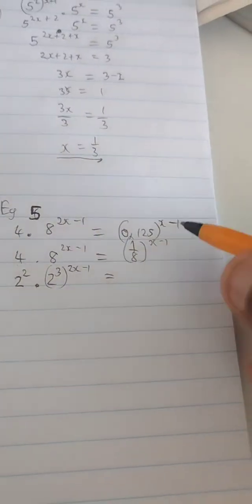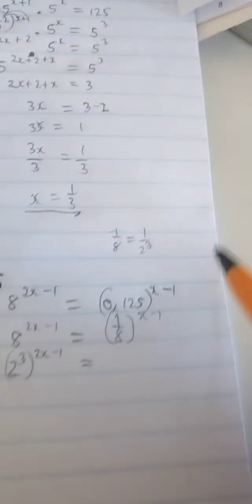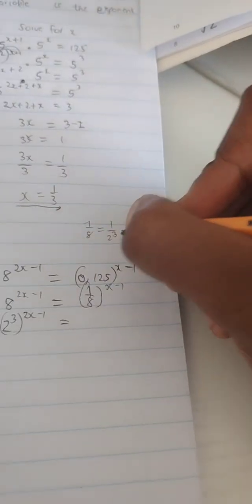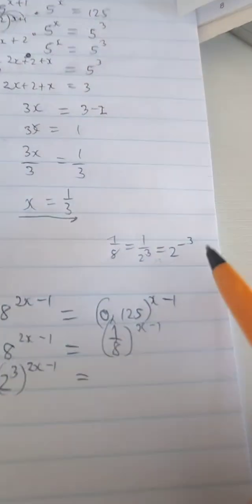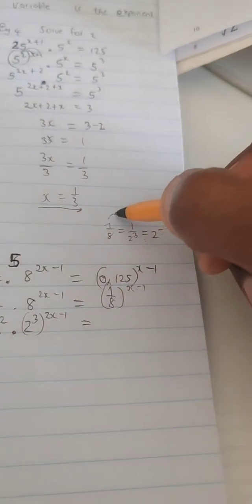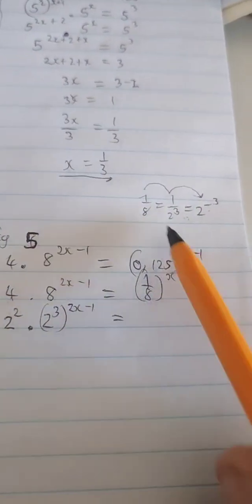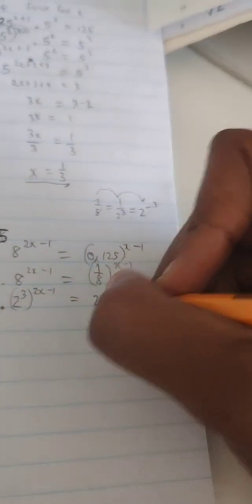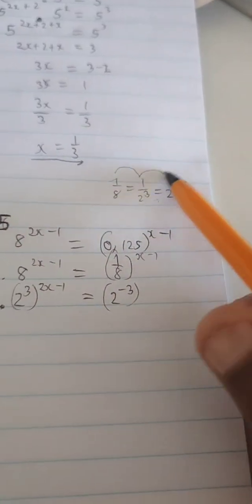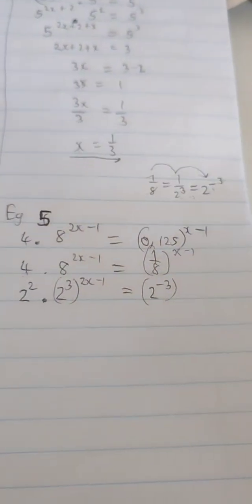1/8. Guys, remember that 1/8 can be written as 1/2 to the power 3, right, because 8 is 2 to the power 3. But you can then express this as 2 to the power -3. You see, guys? So now we are applying our exponential skills. I'm not even going to write 1/2 to the power 3. I'm going to go straight to 2 to the power -3 because I know 1/8 is 1/2 to the power 3, which is equal to 2 to the power -3. You see, prime base factorize.